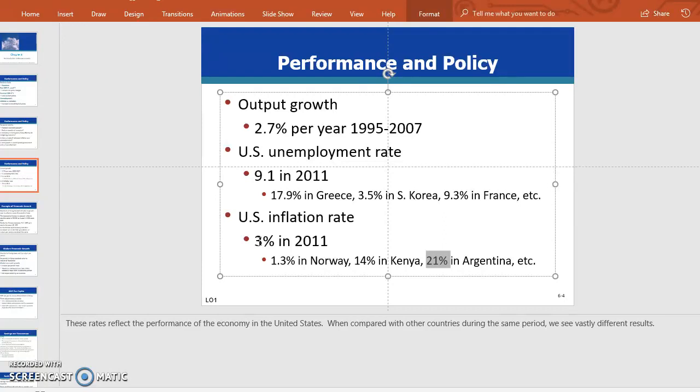And since then, if you look at the recently published data, you will see that the unemployment rate is about 5% and the inflation rate is about 3% in the US, right? Output growth will be about 2%, right? You can go to the BEA website and look at the recent quarterly or annual data for the US.